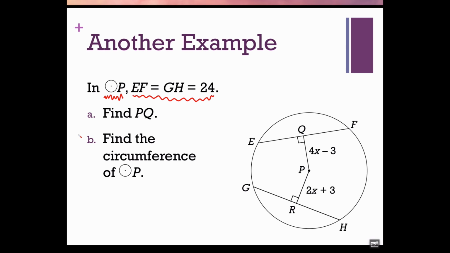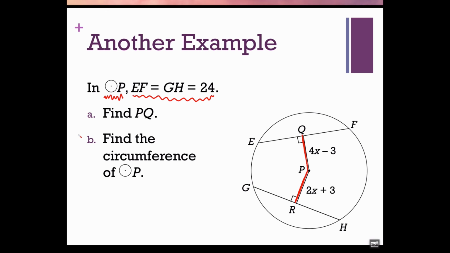Yeah, the chords are congruent. And if the chords are congruent, what then must be true? Nick? The distance from the perpendicular bisector to P is congruent. Be specific. QP and PR are congruent. Set them equal, solve for x, plug and chug. And PQ is how much? 9. Yes.